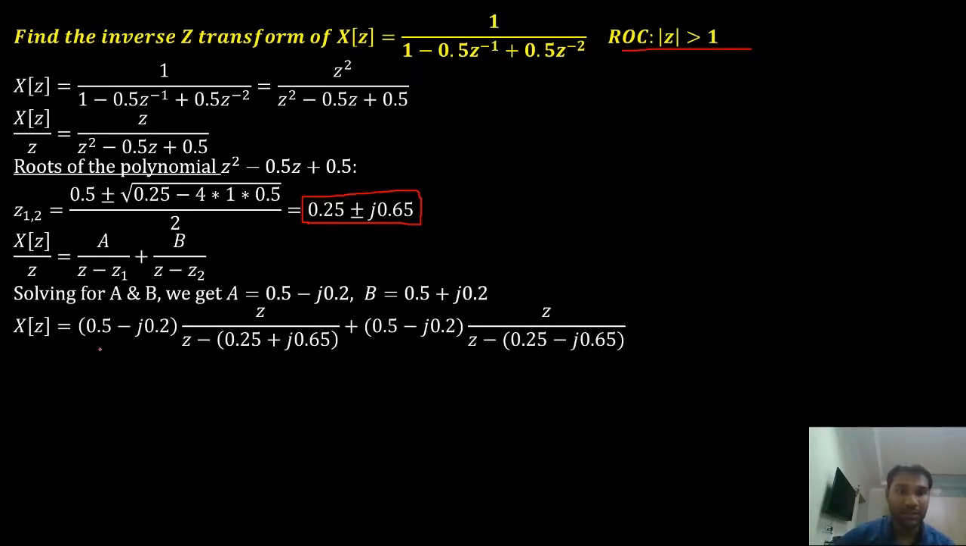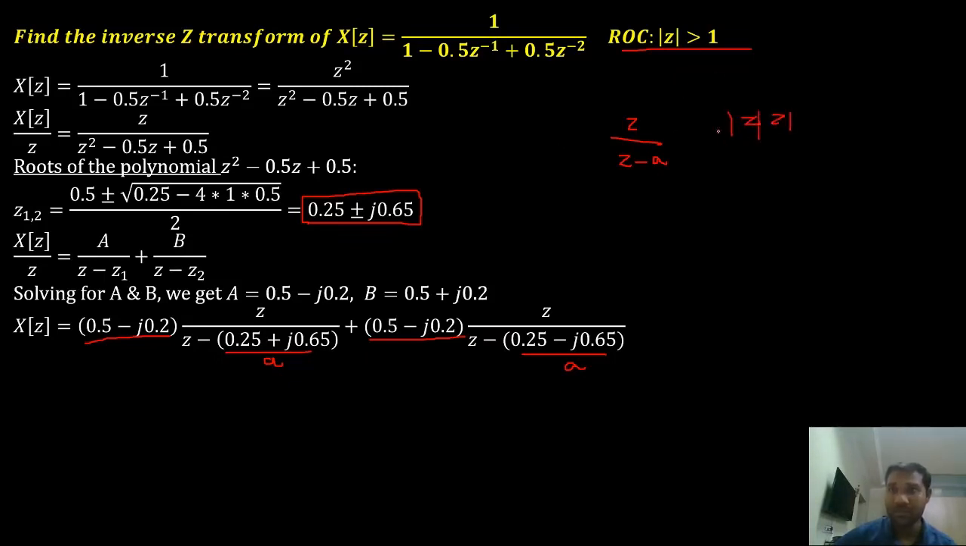And this is a constant here. This is a constant, and this is a constant. And z by z minus some term here, and z by z minus another term. Let me assume this is a. So z by z minus a, and my mod z is always greater than 1.